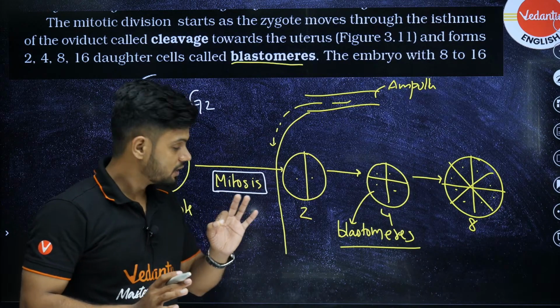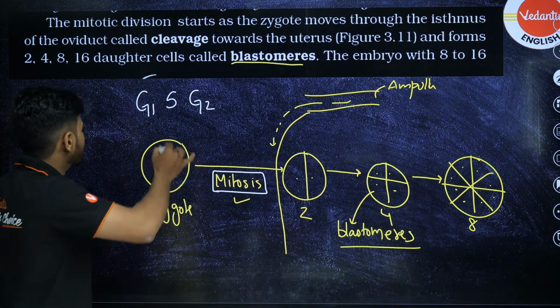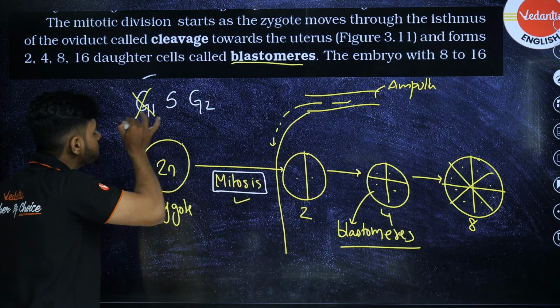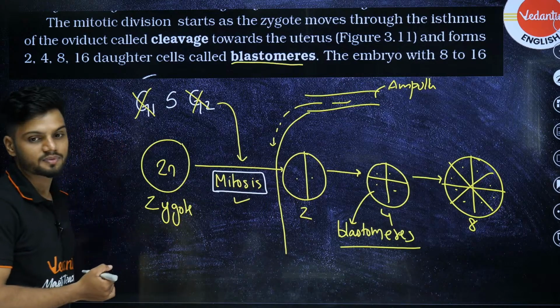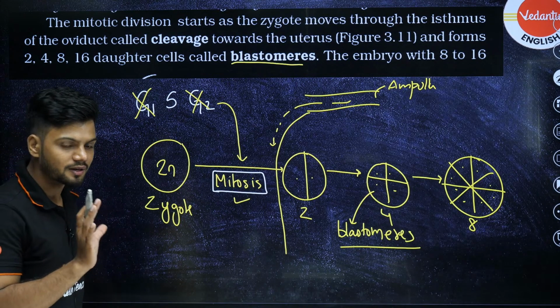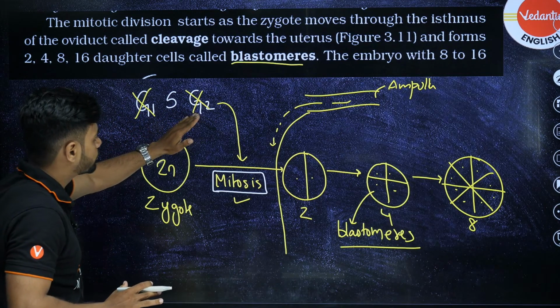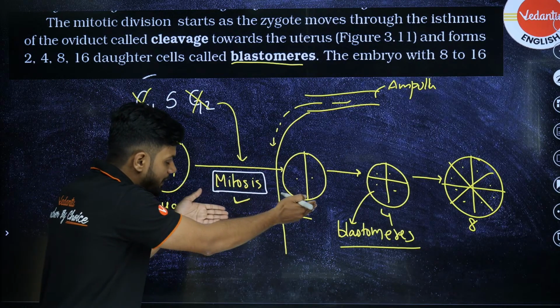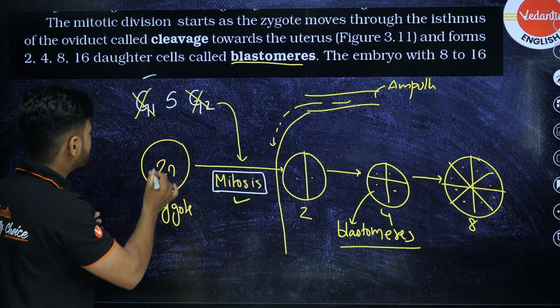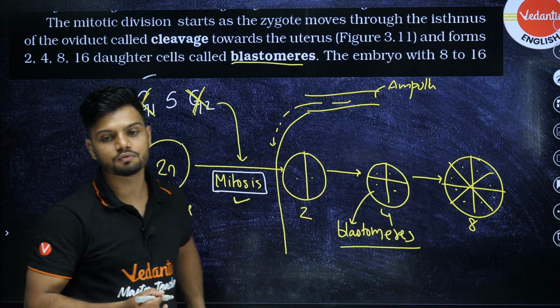But in this mitosis right here, there is complete absence of G1 and G2. Did all of you understand? In normal mitosis, there is G1, S, G2. But in this mitosis, that is the zygote developing into multiple structures, there is no G1 and no G2 phase.